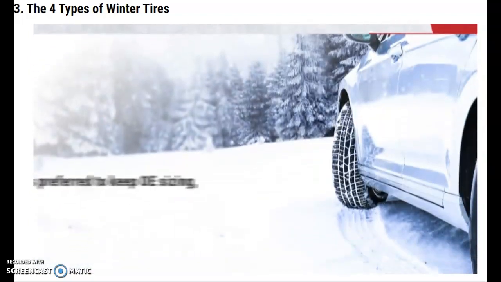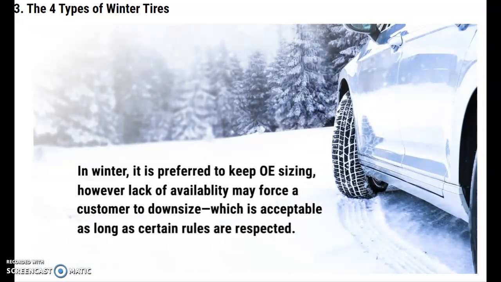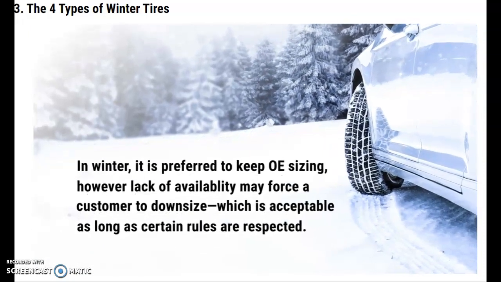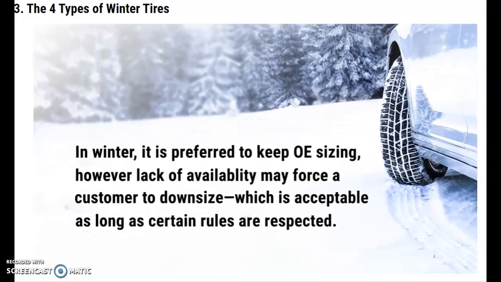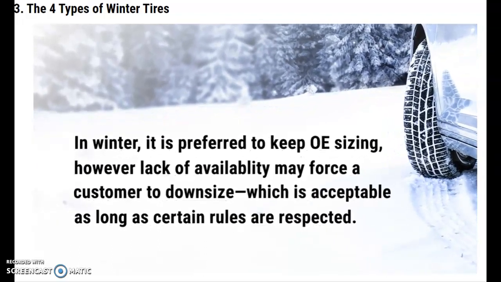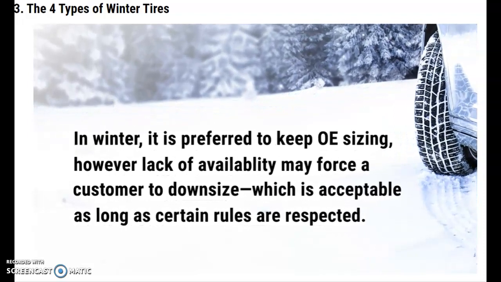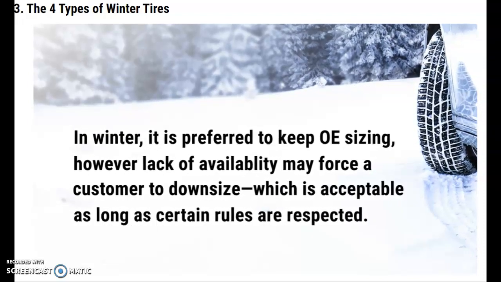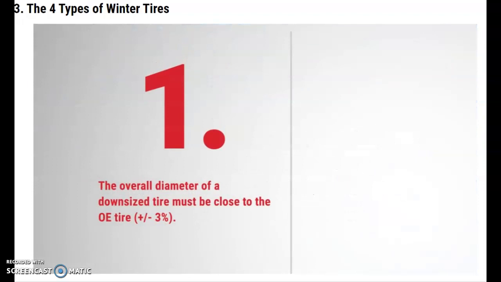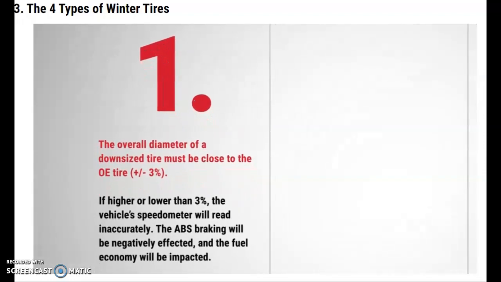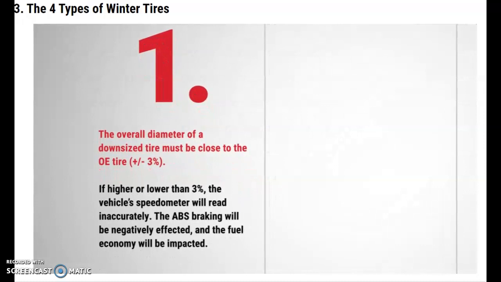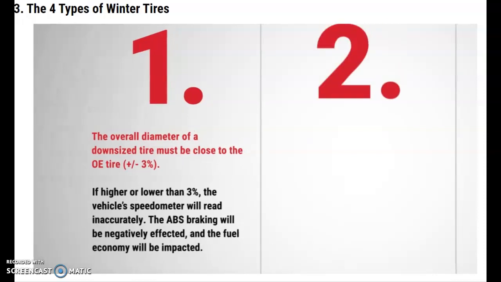When selecting the appropriate winter tire, it is recommended to keep the OE, original equipment, tire size. However, lack of tire availability may force a customer to downsize, which is acceptable as long as certain rules are respected. The overall diameter of a downsized tire must be close to the OE plus or minus 3%. If higher or lower than the 3%, the vehicle's speedometer will read inaccurately, the ABS braking will be negatively affected, and the fuel economy will be impacted.